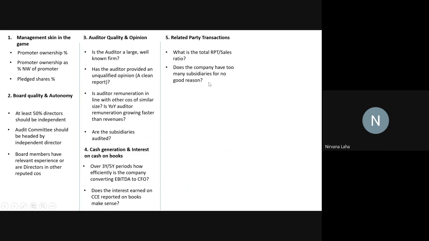Another thing is, does the company have too many subsidiaries for no good reason? One way to confuse auditors and to confuse analysts is just to have too many subsidiaries, so that it becomes very complicated to track. Where is cash coming? Where is it going? How is the equity of the company increasing?